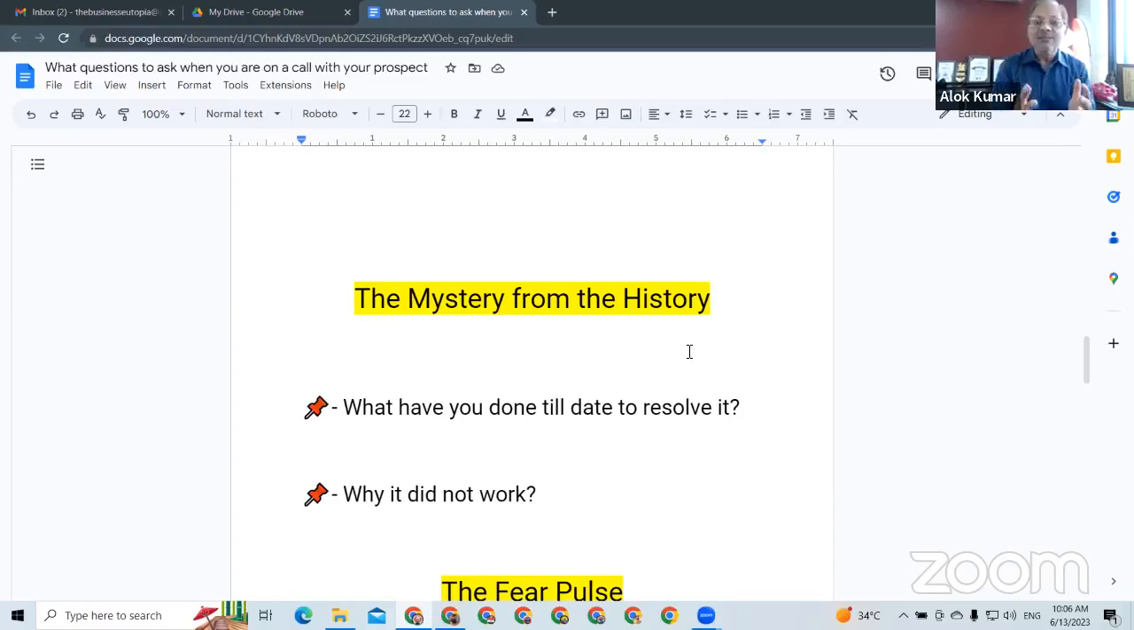You need to ask them, what have they done till date to resolve? And obviously, when they are on the call, that means those things have not worked for them before. So you need to again ask, why did it not work? These are, as I said, simple questions. When you keep on asking, you'll be able to understand what efforts they have put in, what the real cause behind them was, what did not work and why it did not work, right?